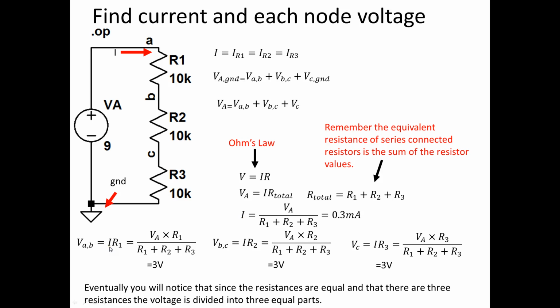And when I substitute this into I times R1, which is the voltage drop across AB, I get 3 volts. And you can see that I get 3 volts across R2 and 3 volts across R3. You'll notice that when the resistances are the same, the voltage drops are the same in a series connected circuit. I could have 10, 20, 32 resistances in this stack, and if they were all the same, the voltage drops would be all the same. This can help with intuitive circuit design later.